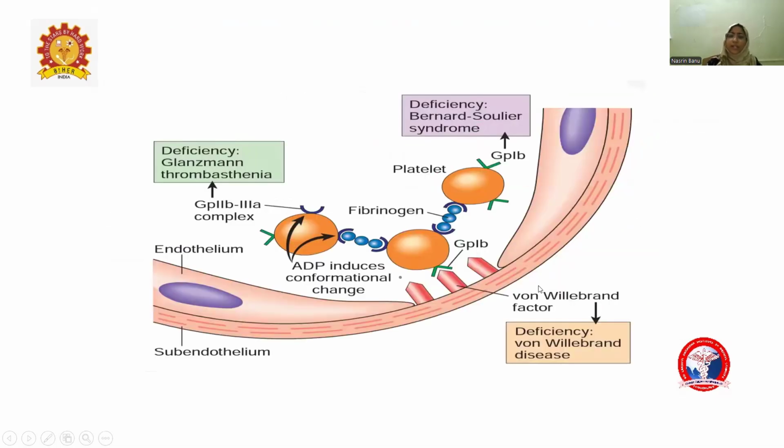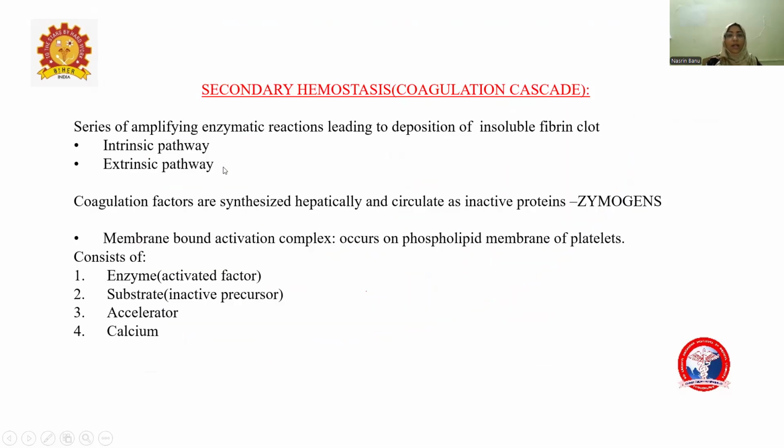Any deficiency in this von Willebrand factor will lead to von Willebrand disease. Deficiency of GP1B results in Bernard-Soulier syndrome. And deficiency of the GP2B3A complex will result in Glanzmann's thrombasthenia. We have seen what primary hemostasis is. Now we will see secondary hemostasis, that is, the activation of the coagulation cascade.